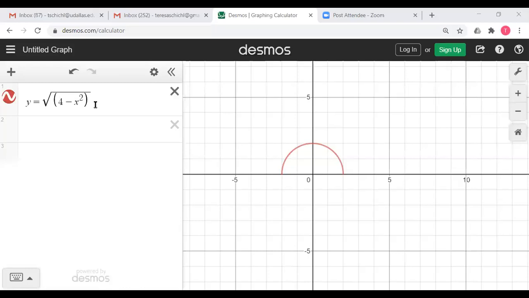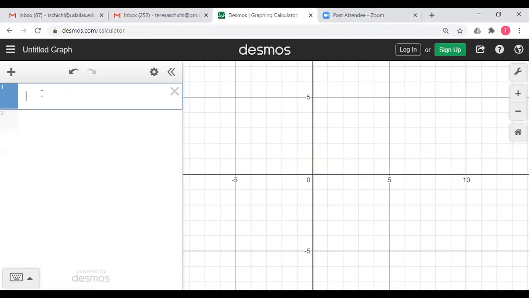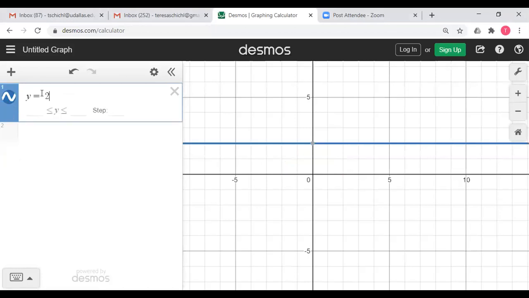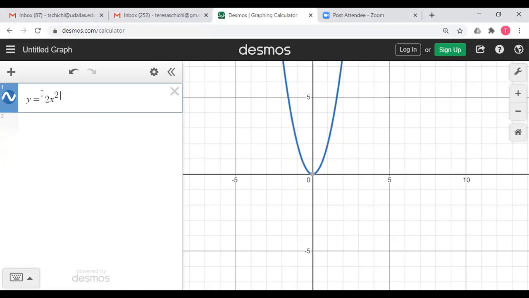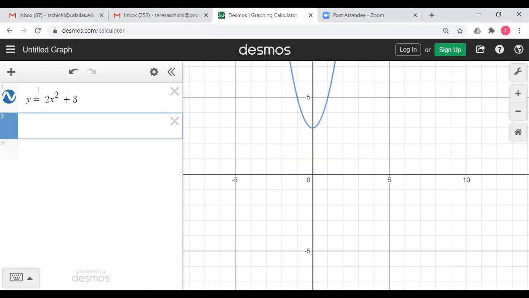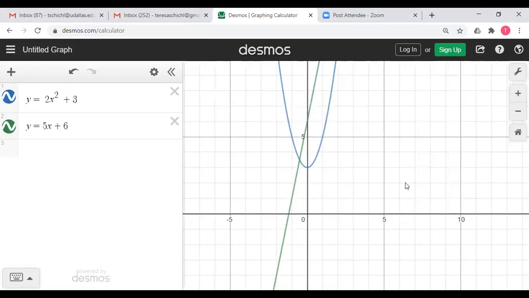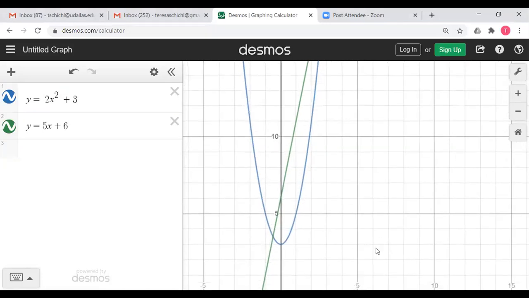Okay, so the first one's here, I need to give a new function. So y is equal to 2x squared plus 3, correct? So this blue one is mine. So I'm adding one, y equals 5x plus 6. Okay, so I have 5x plus 6 here. So as you can see, if I want to solve the equation, remember, the solve is what? Is the intersect, right? So the intersect here is negative 0.5 and 3.5 here.